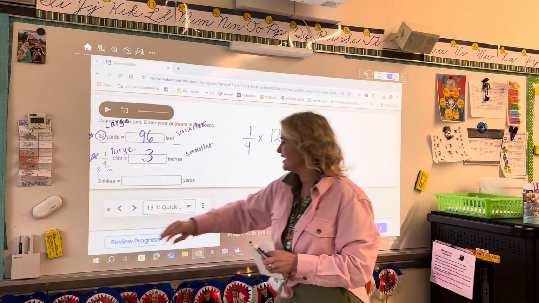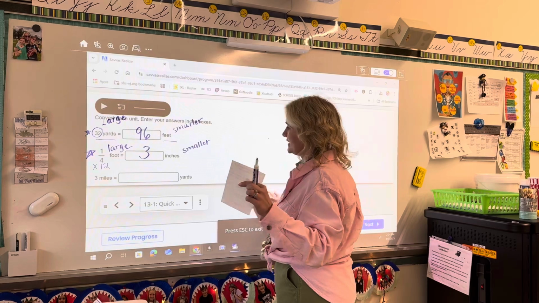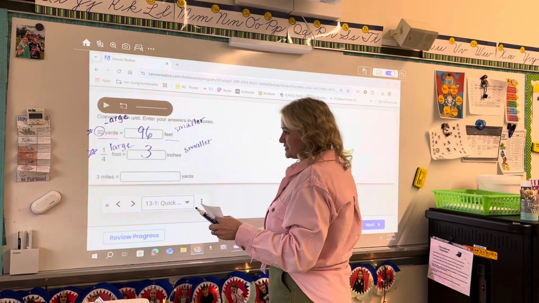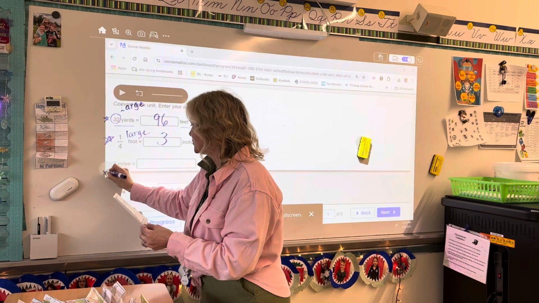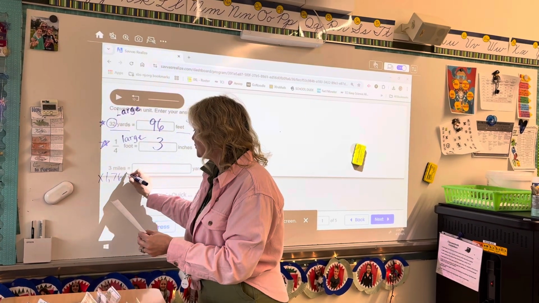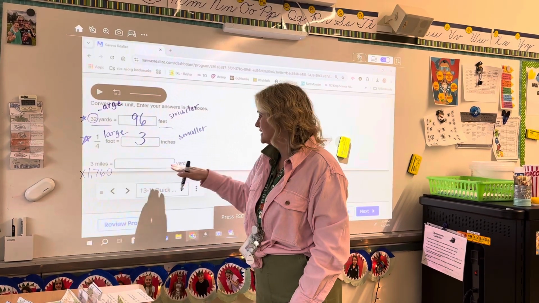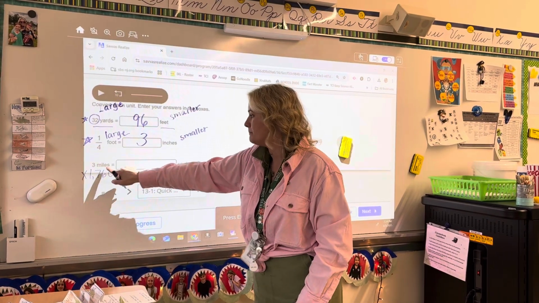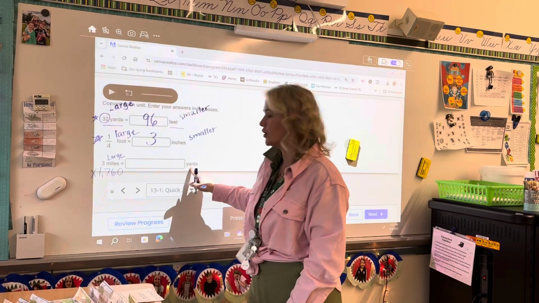Last but not least, we have miles to yards. So looking at our handy dandy cheat sheet here, or reference page, miles to yards, it's going to remind the students they should multiply by 1,760. So we are going to take this number and multiply. But again, miles, larger unit, and yards, smaller unit.